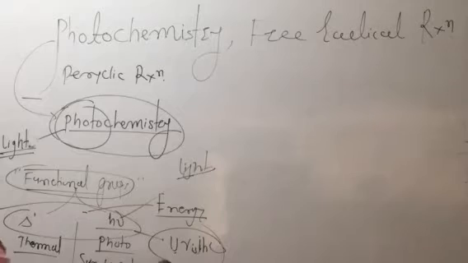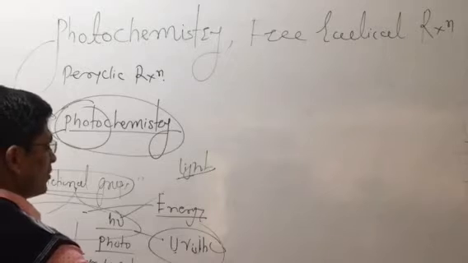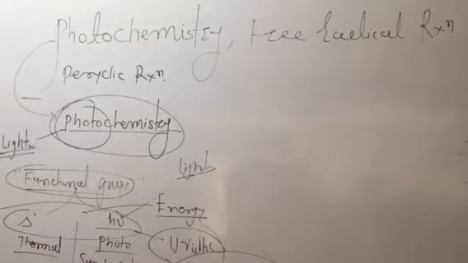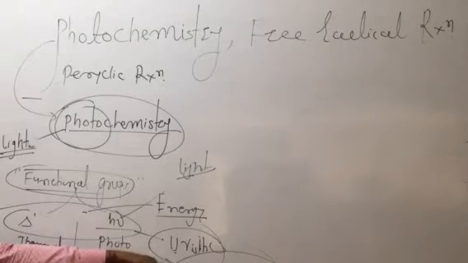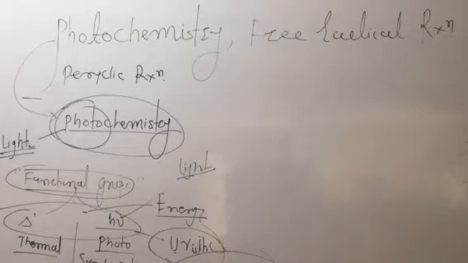This reaction uses UV and visible radiations, in the range of 100 nanometer to 800 nanometer. The thermal reaction is easy to carry out compared to the photochemical reaction, but photochemical reactions are less common.